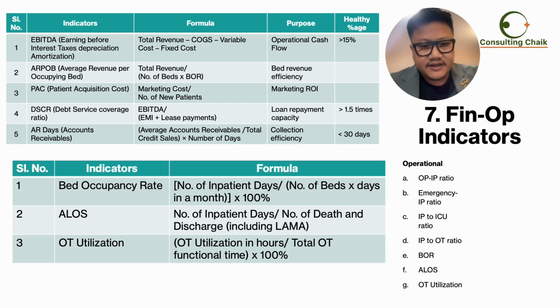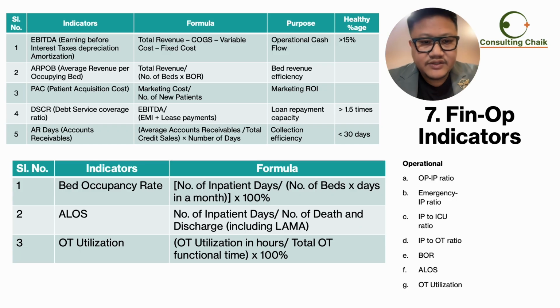So bed occupancy rate, the formula is number of inpatient days divided by number of beds into days in a month, multiplied by 100%. So that is your bed occupancy rate. A healthy bed occupancy rate is around 65. More than 65, say 65 to 70, is a good bed occupancy rate. So even if you are planning for a nursing college or medical college along with your hospital, the nursing council and medical council have a requisite bed occupancy rate requirement.